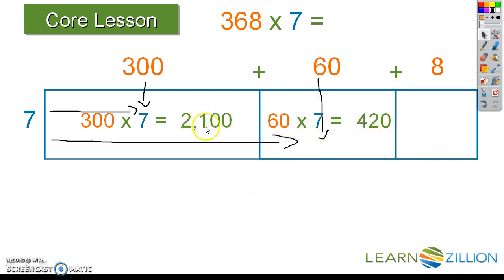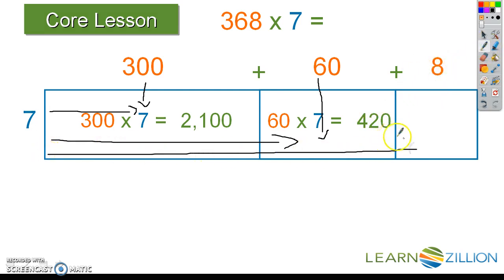So now we've got 2,100 plus 420. And now we've got the last box, which is the easiest because it's only 2 single facts. 7 times 8, kind of like a multiplication chart. So you want to write 8 times 7 equals 56.